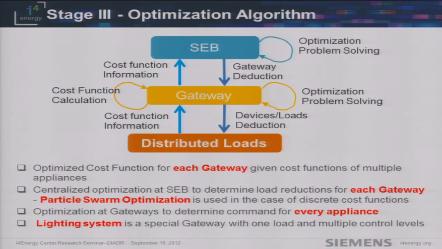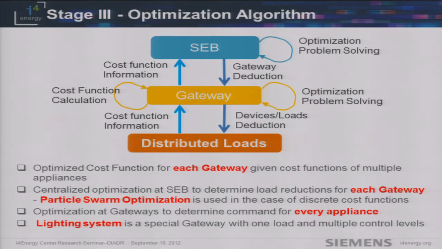And the whole procedure is that when the SEB asks, okay, I need to shed more power, the gateway would get those cost function information from the distributed loads, the plug loads, and then calculate one cost function for all the plug loads. And it would submit that to the SEB, and the SEB would collect all the cost functions from all the gateways and the lighting agents, and then do its optimization to send back one power reduction goal for each of the agents.